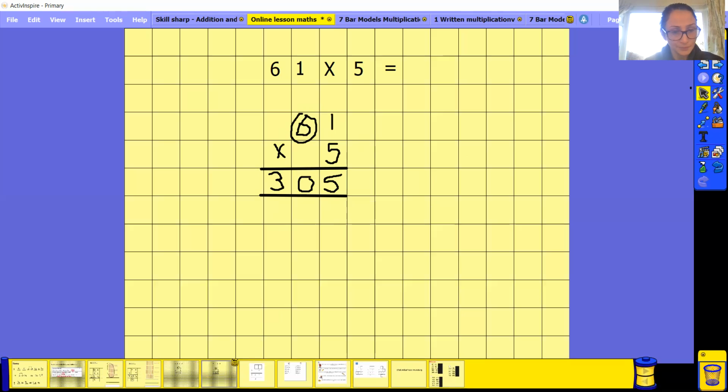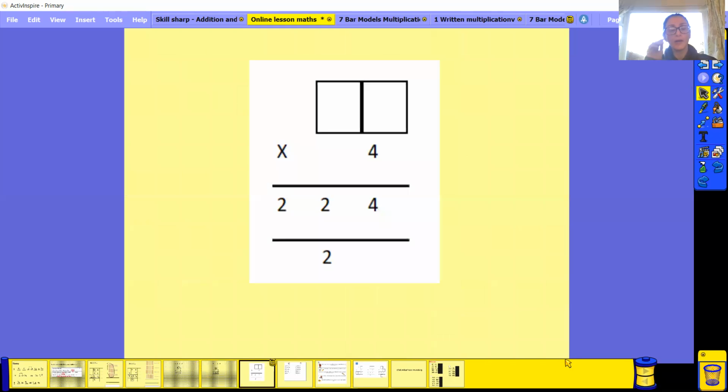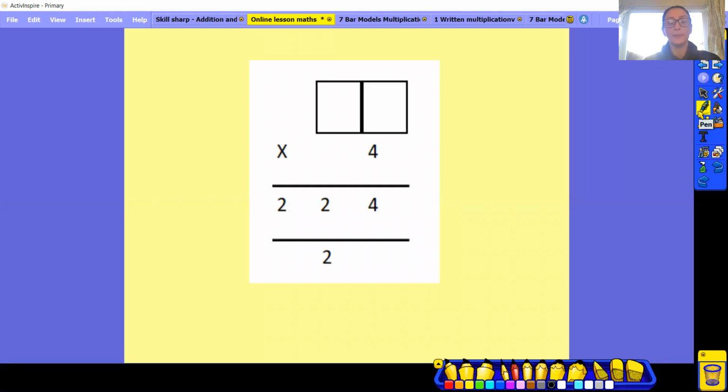Okay, so what we're going to have a go at, we did this yesterday actually in school before we had to be sent home, and some of you found it a bit tricky, and I think some of you were overthinking it a bit too much. So we've got this example here. We've got blank times 4 equals 224.